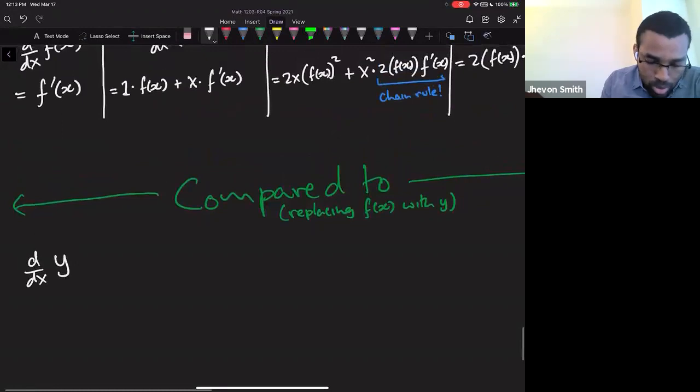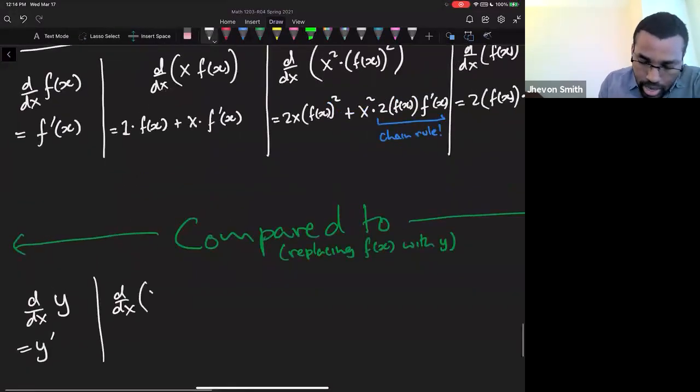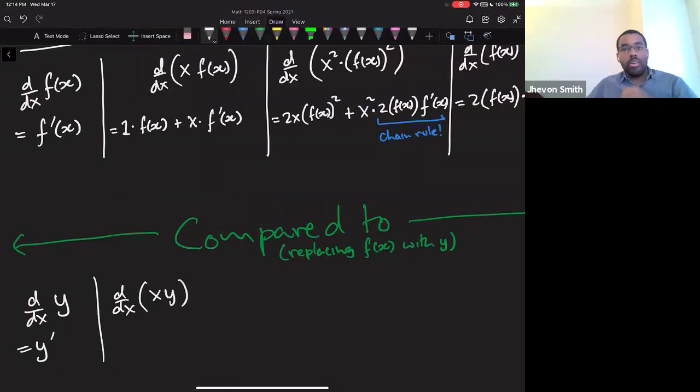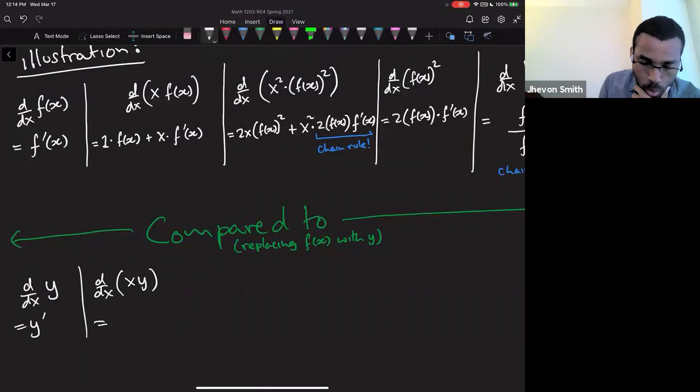So if I want to differentiate y, what is the answer? Well, just as above, it was y prime. If I wanted to differentiate xy, so instead of x times f of x, I'm differentiating xy with respect to x, what would that look like? Exactly like what we figured out before, except now instead of f, you write y. So this would look like y plus x times y prime, right?